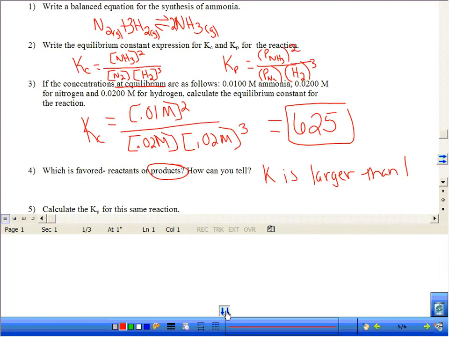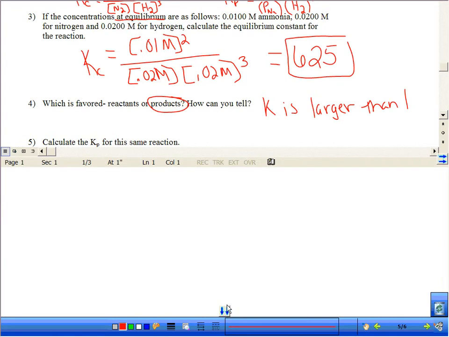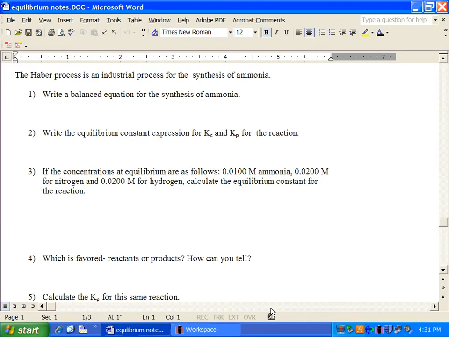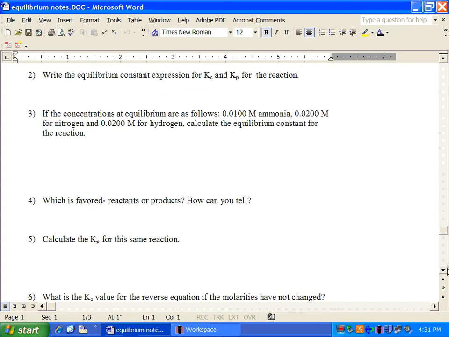I'm going to scoot up here. Oh, unfortunately, I'm going to have to go back and do it this way. Microsoft Word is not the greatest to work with here.